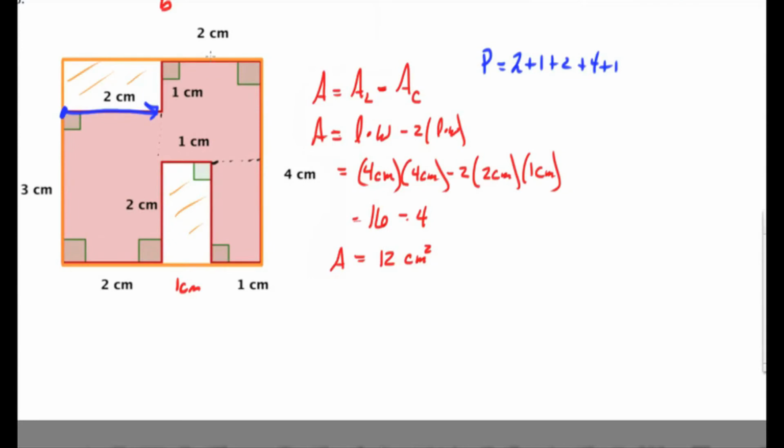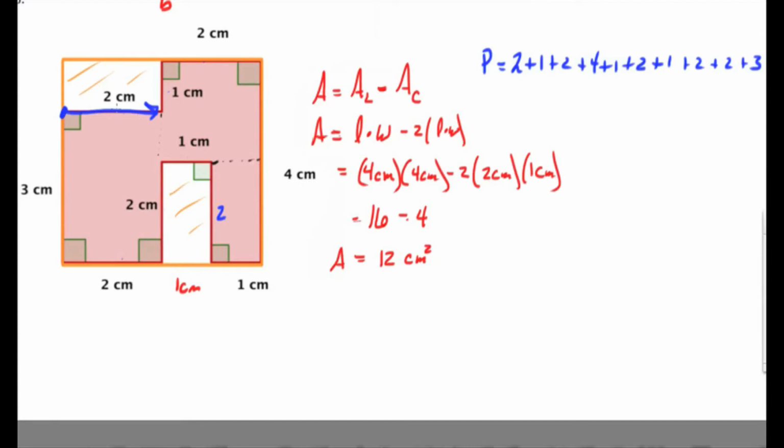So 2 plus 1 plus 2 plus 4 plus 1. This is going to be 2 here. 2 plus 1 plus 2 plus 2 plus 3. So I've got 1, 2, 3, 4, 5, 6, 7, 8, 9, 10 sides here. 10 sides.